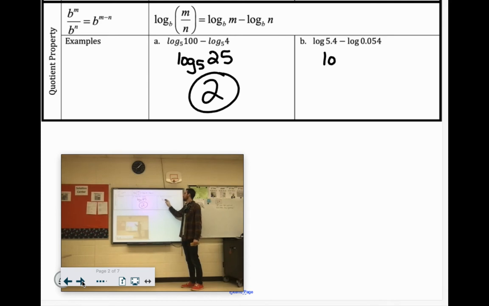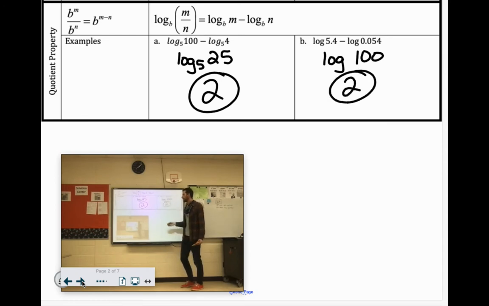So this would just say log 100. Remember, there's an invisible 10 down there. So 10 to the what power would give us 100. It's 10 squared, 10 to the second. That's it. There we go.